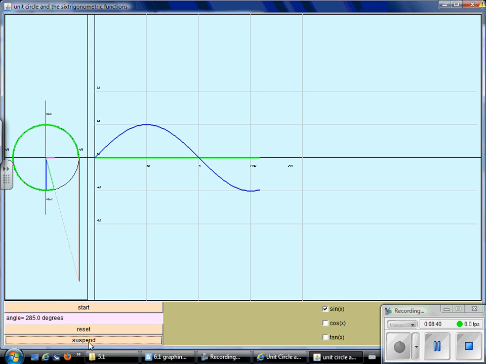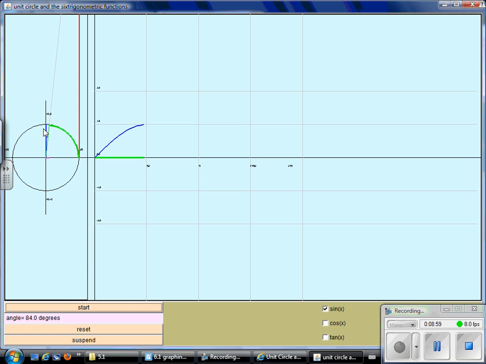Now I'm going to suspend it for a second. It's not finished graphing it. I'm going to reset it. So this time what's going to happen is we're looking at the blue. The blue is sine because sine is the value of y. It's the value of y and the trig ratio.